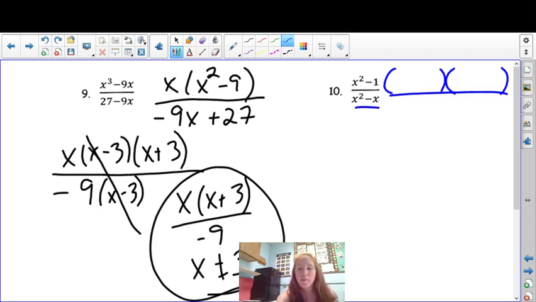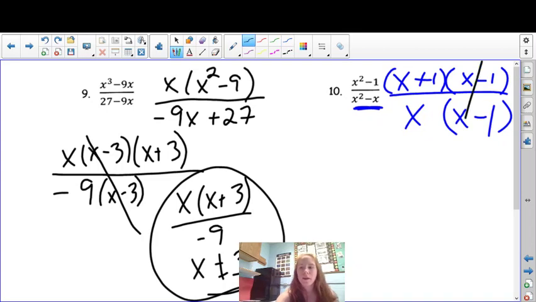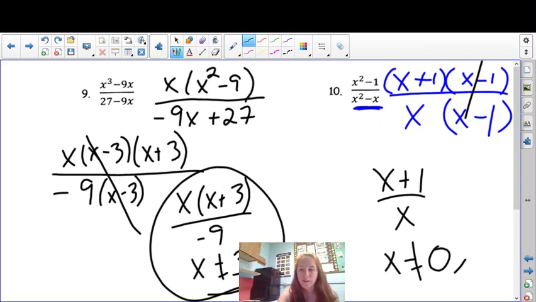And then on the denominator, since I don't have a constant, I'm just going to have 1 set of parentheses. So I have x and x plus 1 minus 1. I can take out an x, and I'm left with x minus 1. The x minus 1's cancel. I'm left with x plus 1 over x. My only restrictions here are x cannot be 0 and x cannot be 1.